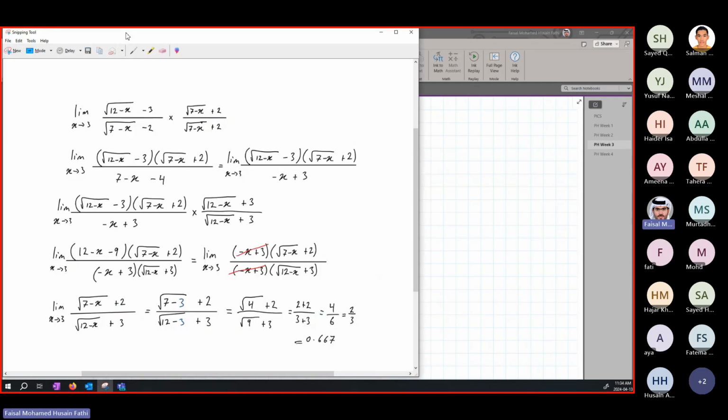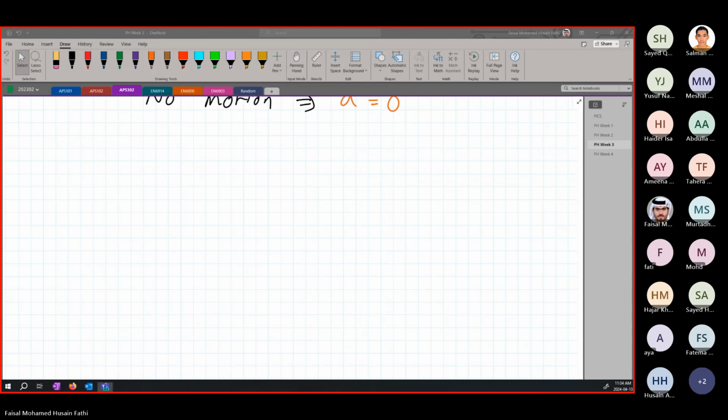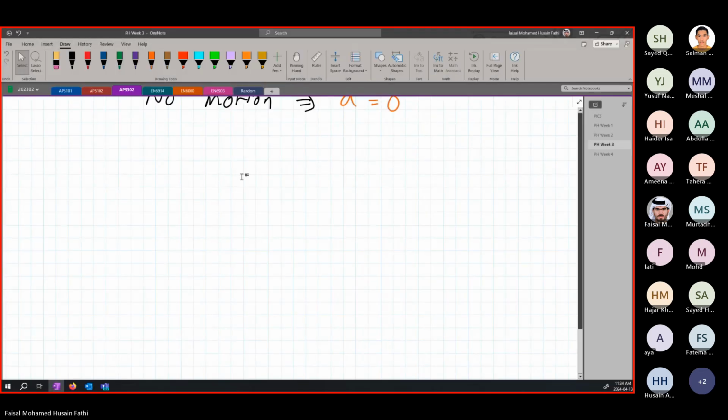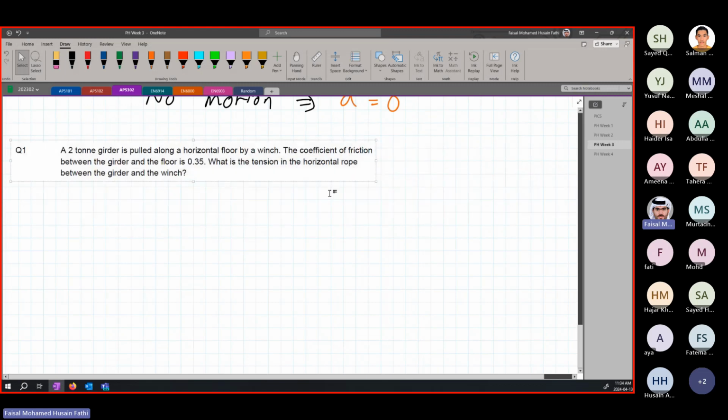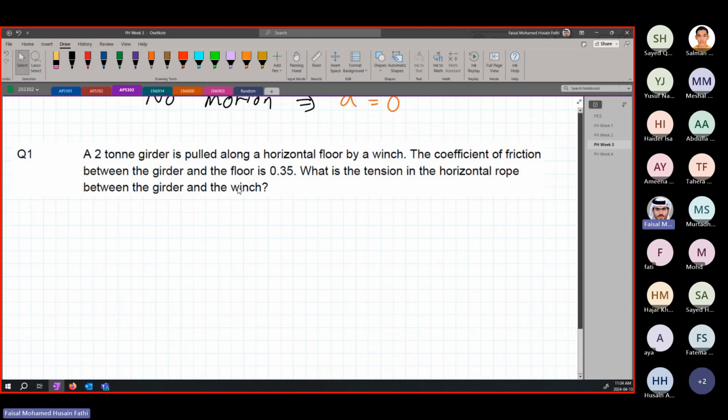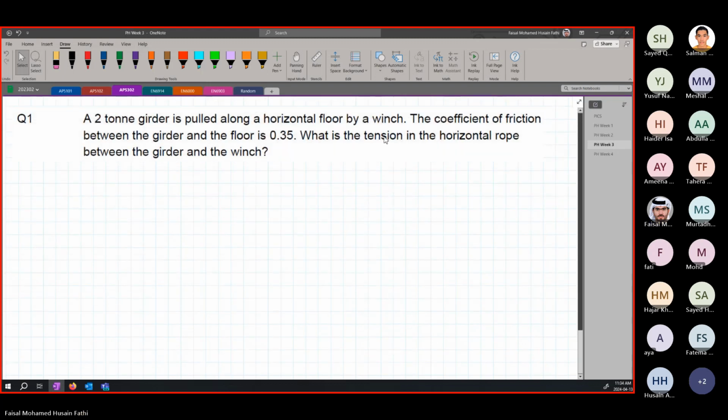So let's start with this question. A 2-ton grinder is pulled along a horizontal floor by a winch.